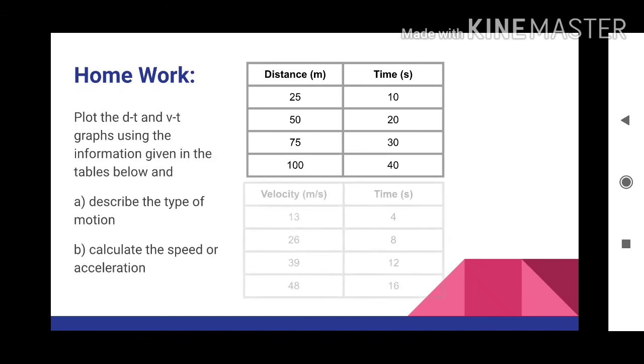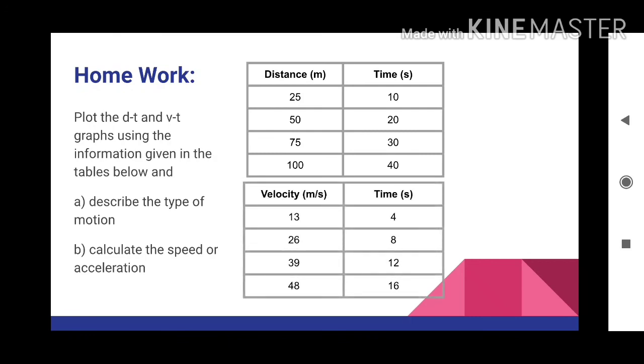And then the second table is of velocity time data, and you have to once again plot it and describe what kind of motion the body is exhibiting, whether it is uniform, non-uniform with constant acceleration, or non-uniform with varying acceleration. You have to describe it and also calculate the slope if the plot is a straight line. If the plot is a straight line, you can calculate the slope. Only when it is parallel or when it is a curvilinear line, then you cannot calculate the slope that easily.